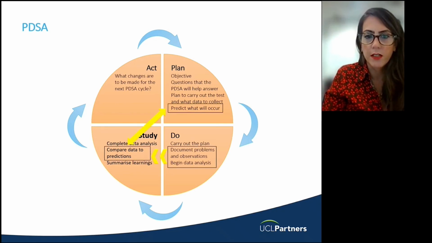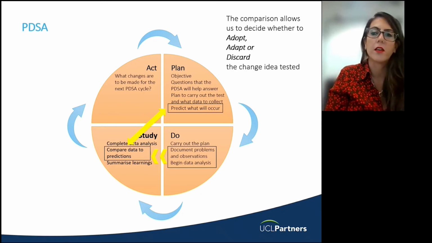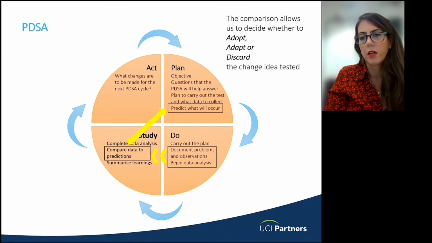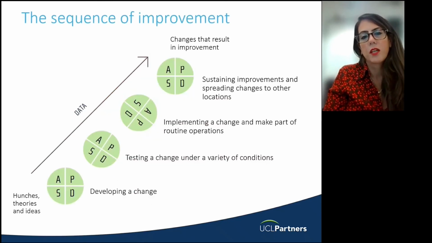Just to flag then, really what we're saying here is predict what will occur, document the problems and observations using your data, compare back, and if it matches your predictions, then you need to make some choices about whether you adopt that new change, whether you adapt it or you discard it. And essentially that's all the PDSA is doing, saying, are those changes the right things to get us to the point? So the cardiac rehab referrals, have they gone up? Is that intervention a good thing to have done? And as I mentioned, that's about doing small tests of change over time, and you can have multiple PDSA cycles going.